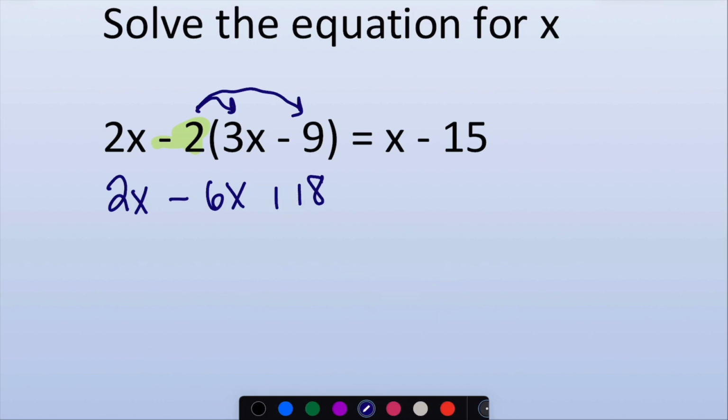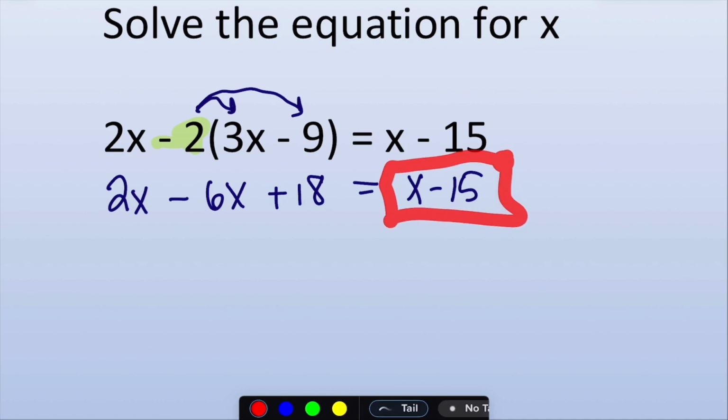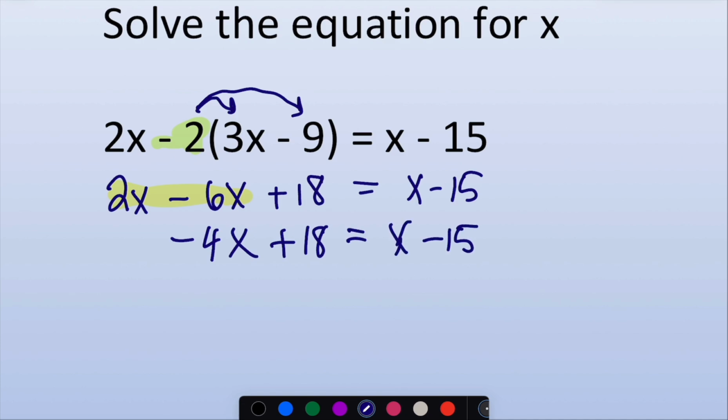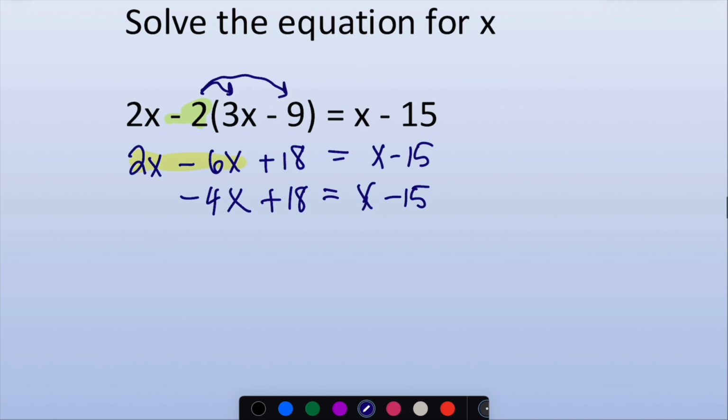Make that look a little nicer. Equals x minus 15. Now the right side, even like this equation we saw earlier, is simplified as far as it can go. You can't combine those, but our left side still has some ways to go until it's simplified. 2x minus 6x is negative 4x. And once we get to the point where both sides are as simplified as possible, you want to start moving things around. So I want the x's to be on one side, and I want the numerical pieces, those plain numbers, to be on the other side.